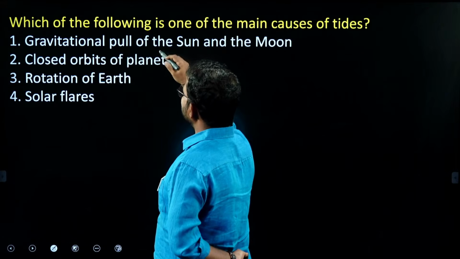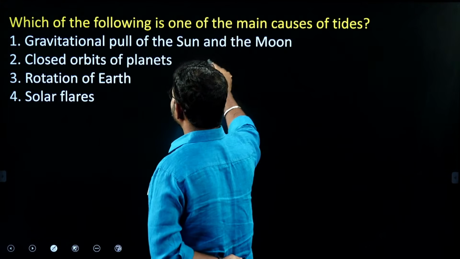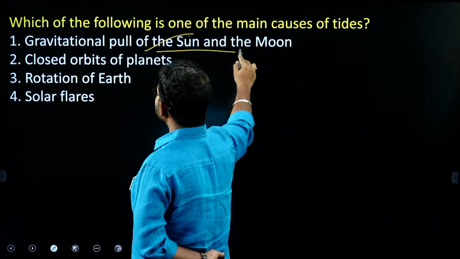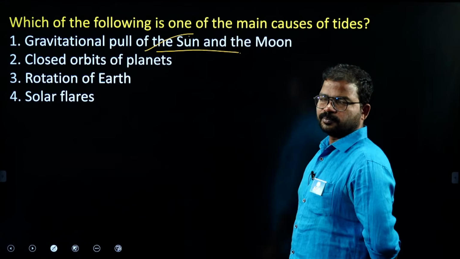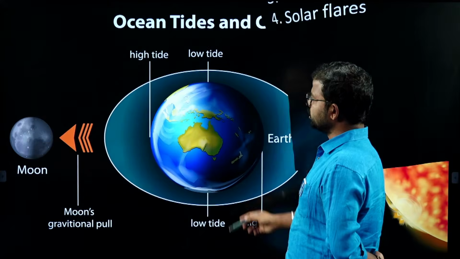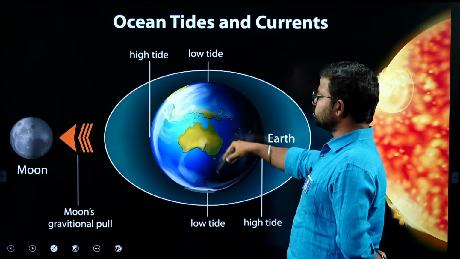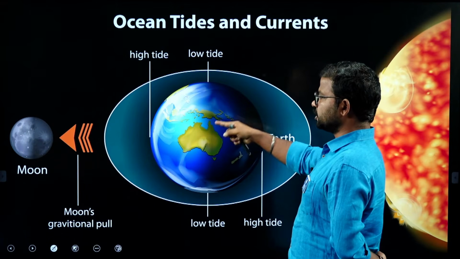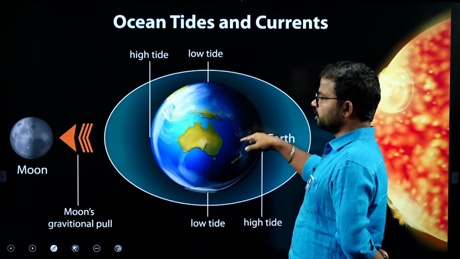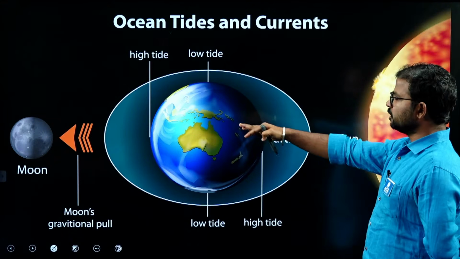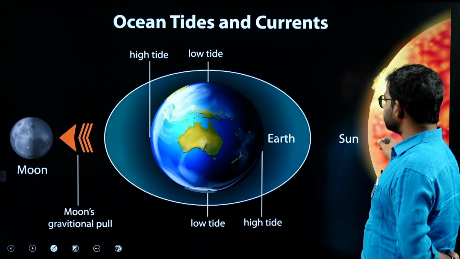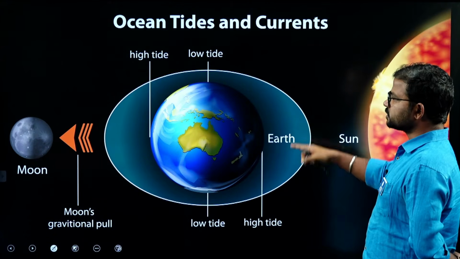Which of the following is one of the main causes of tides? So we are getting the tides only because of the moon, the moon's gravity and earth's gravity. Actually, earth is spherical, but when it is revolving around itself, it looks like elliptical, na?